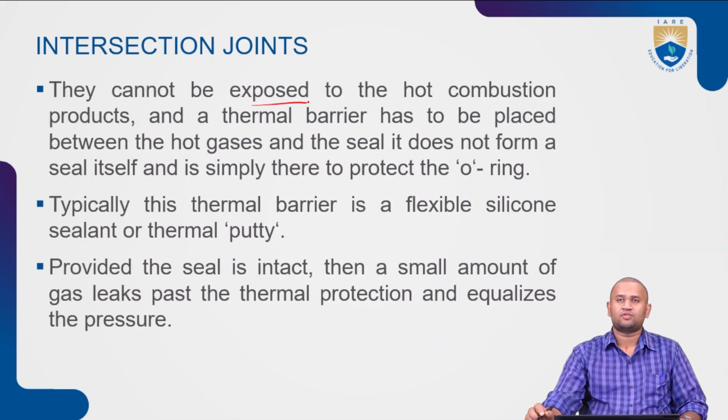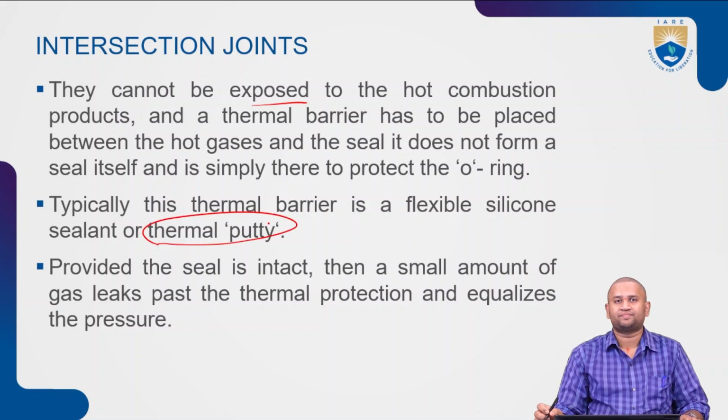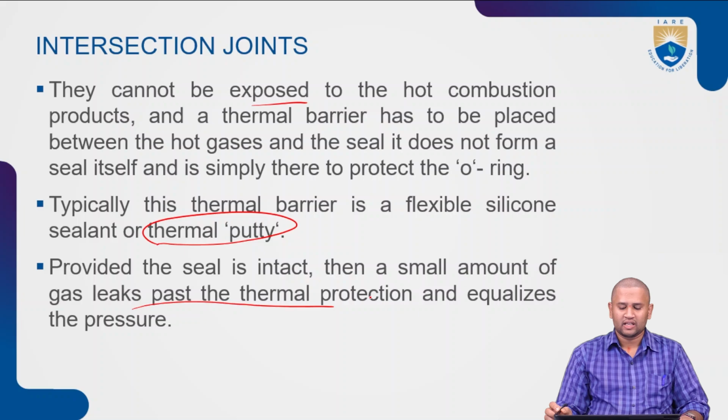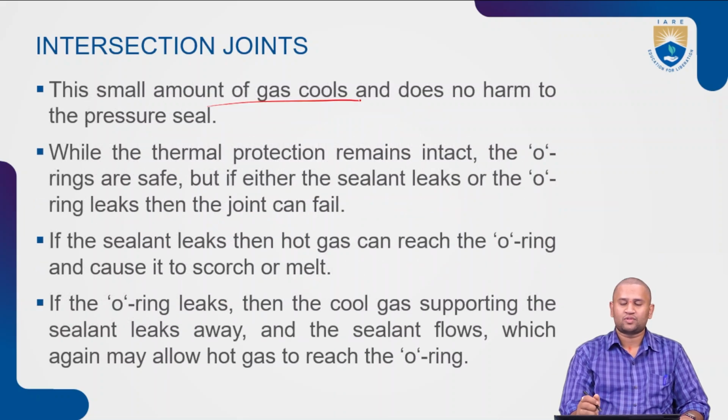They cannot be exposed to hot combustion products, and a thermal barrier has to be placed between the hot gases and the seal. It does not form the seal itself and is simply there to protect the O-ring. Typically, the thermal barrier is flexible silicone sealant or thermal putty. Provided the seal is intact, a small amount of gas leaks past the thermal protection and equalizes the pressure. The small amount of gas cools but does not harm the pressure seal.